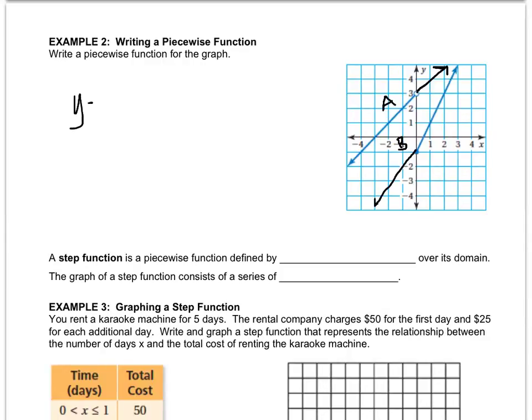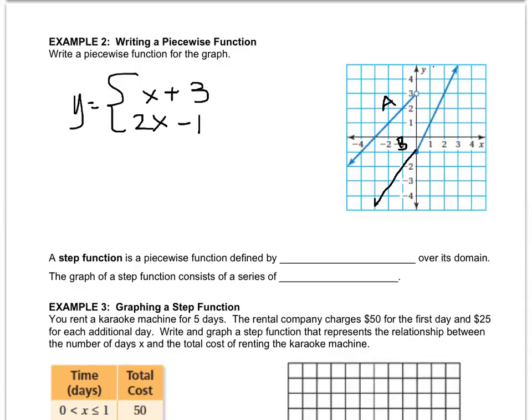First thing you do is you write your y equals, and you get your little fancy parentheses open. Line A has an intercept of 3 and a slope of 1. So that's the line y equals x plus 3. We'll take care of the domain in a second. The other graph, line B, has an intercept of -1 and a slope of 2. So those are the two equations that make up my graph.